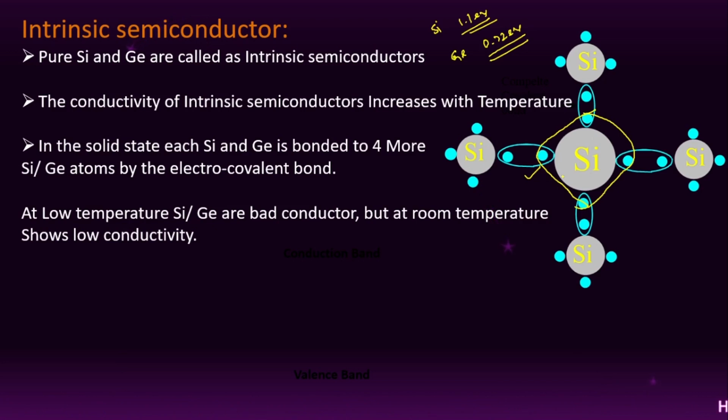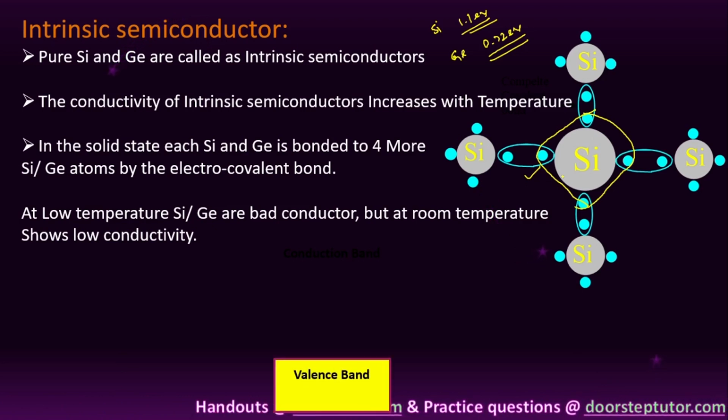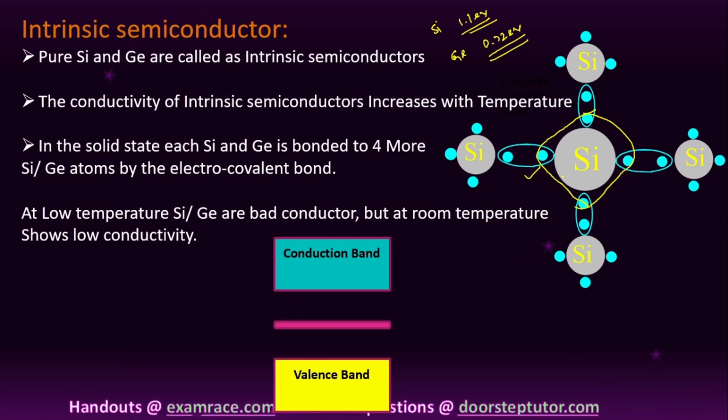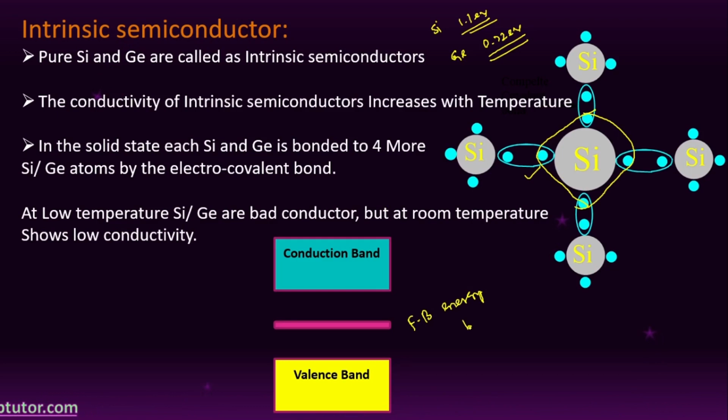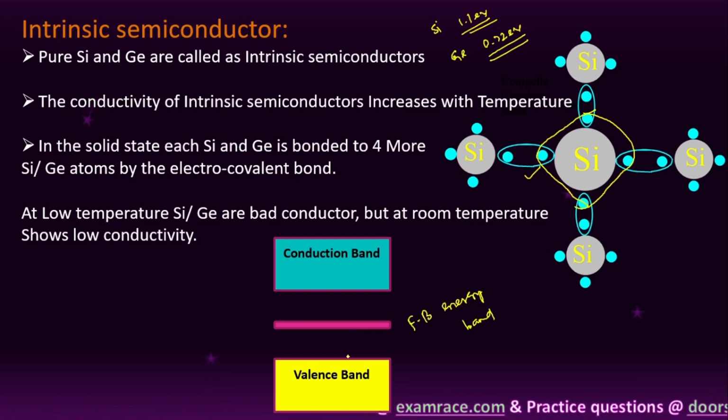In this intrinsic semiconductor, the forbidden energy gap is exactly in the middle of the valency band and conduction band. It is not nearer to the valency band and it is not nearer to the conduction band. It is a completely mid region of the valency band and conduction band. Here you can see, this is the forbidden energy band, half to the conduction band, half to the valency band. So this is about intrinsic semiconductors, student.